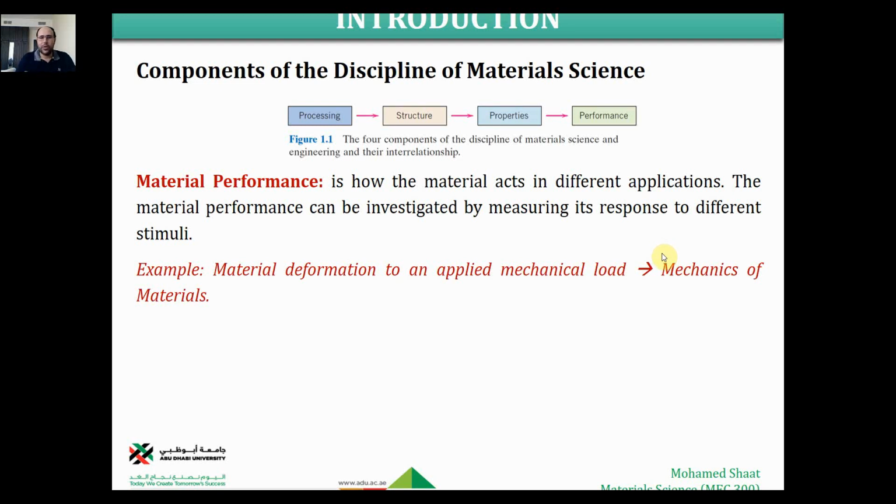So simply, material performance is how the material is going to act or react in different applications. The material performance can be investigated by measuring its response to different stimuli. For example, you subject the material to a force and measure the deformation or the movement of the material, if it is free to move. This is known as the material performance. The subject of material performance is covered in a different course, not in the material science course. For example, in mechanical engineering, it is covered in the mechanics of materials course. In mechanics of materials, your main concern is to study the performance of the material with certain properties under an external action, for example an input force. So basically the performance of the material is usually covered in a separate subject. The same thing for material processing.